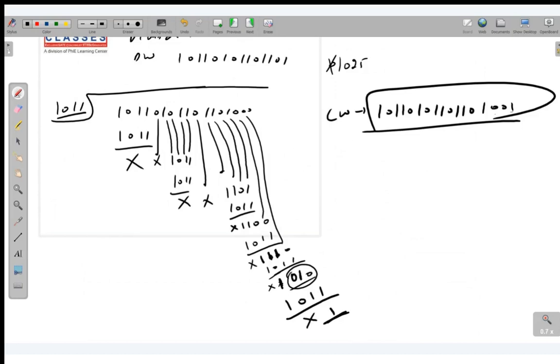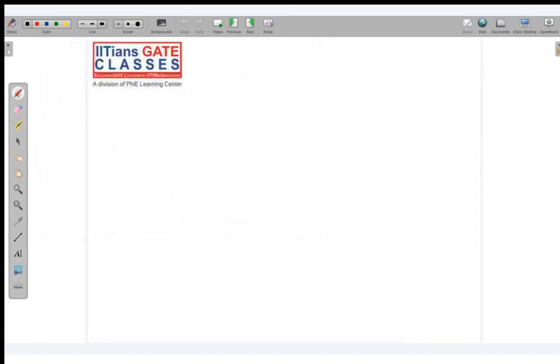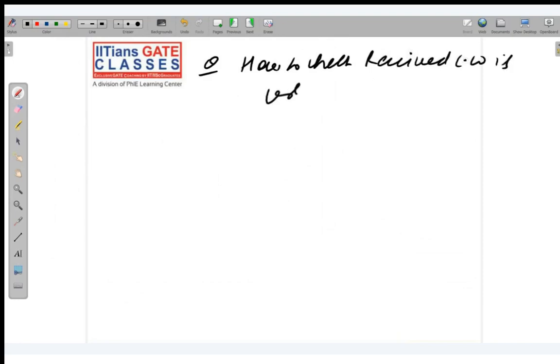So now how will you check whether we have got a valid code word or not? That is again very easy. So the question is, how to check whether the received code word is valid or not? Are you getting it now?